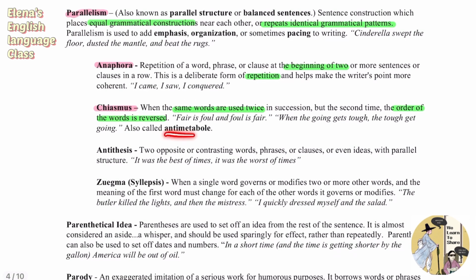Antimetabole. And then antithesis. Antithesis is 2 opposite or contrasting words, phrases, or clauses, or even ideas with parallel structure. So you can see how the prefix anti over here implies something that is different or opposite or contrasting.